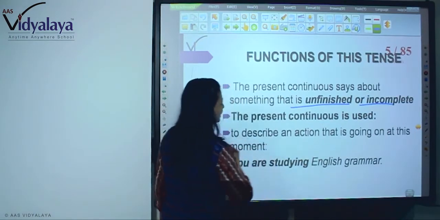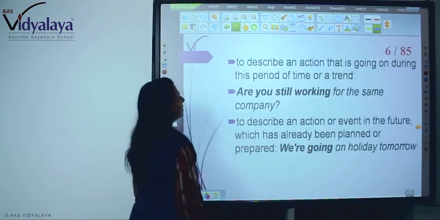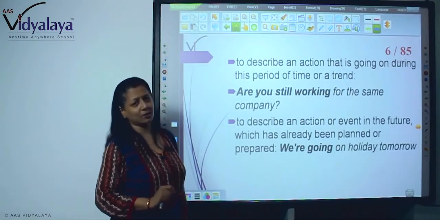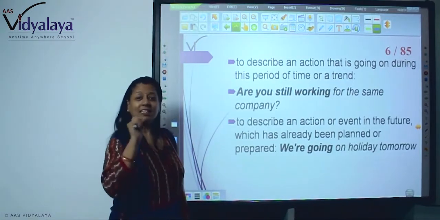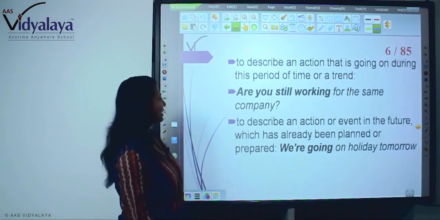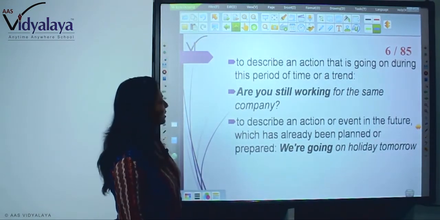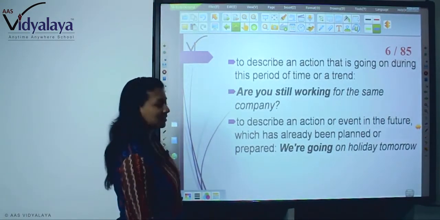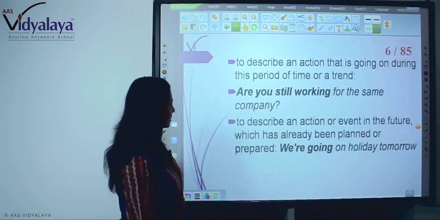So here, this is present continuous. Now, to describe an action that is going on during this period of time, or trend. See, in trend, what is there in fashion? So that then only we can use present continuous. Are you still working for the same company? Or what is trending now? In this way we can use present continuous.